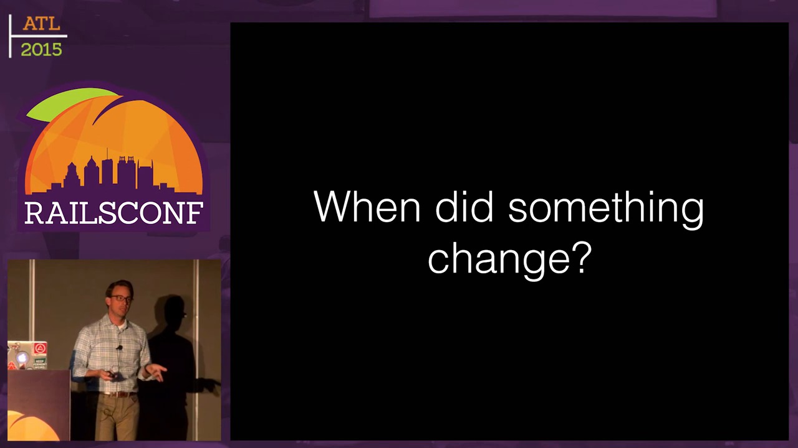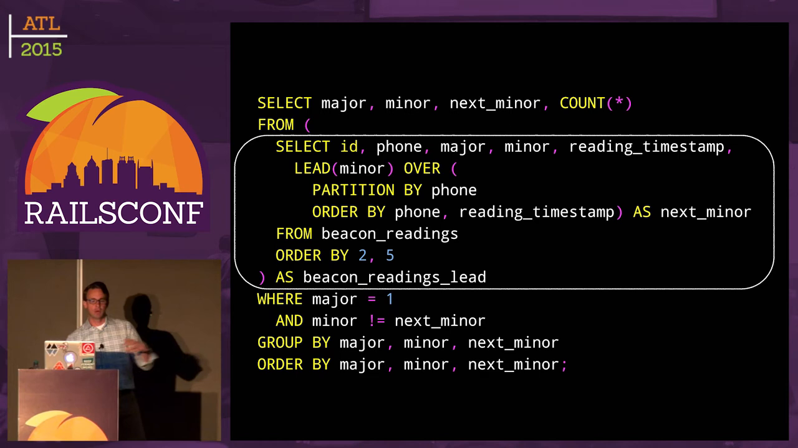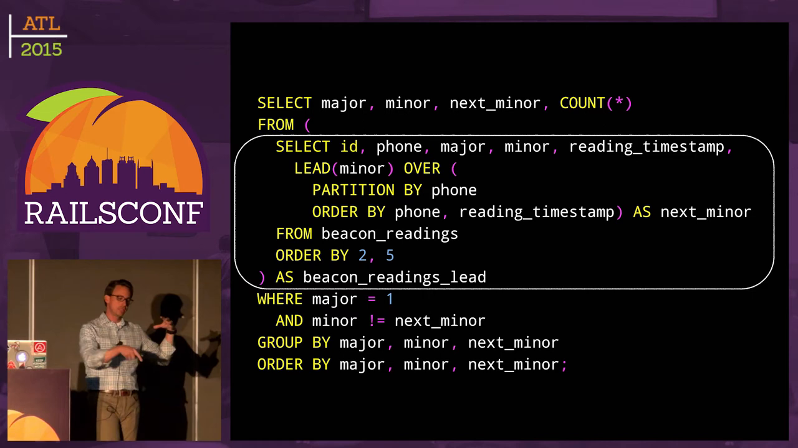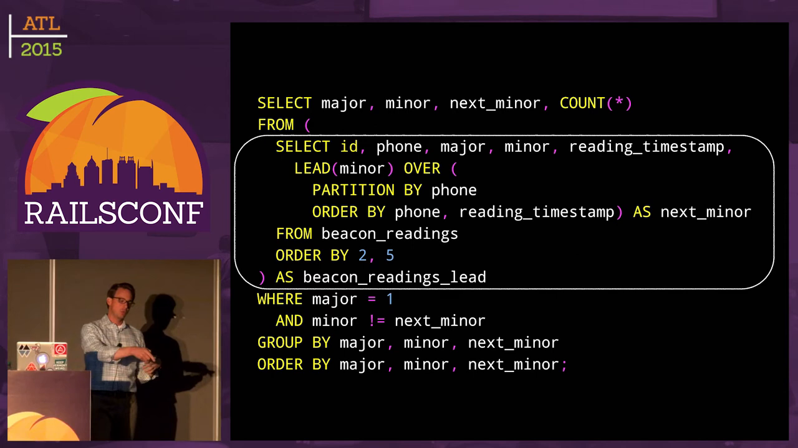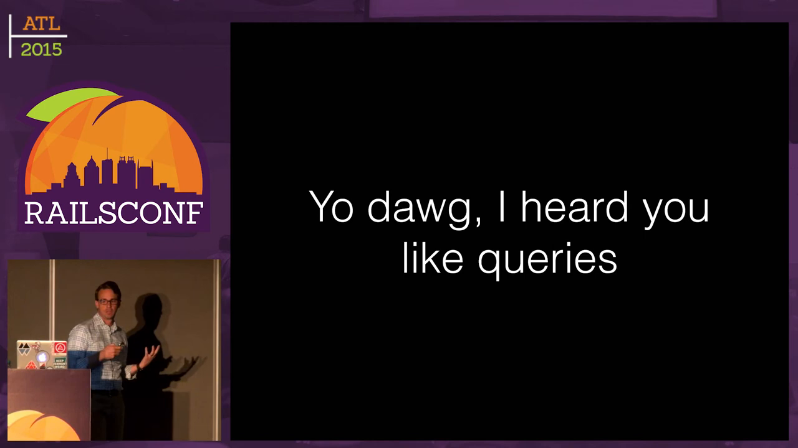So we're going to wrap that query in another query, and then we can say when that minor and the next minor were different, so now we have our change events. And we name our subqueries, so it's all that as beacon readings lead. Yo dog, I heard you like queries, so I put a query in your query so you can query while you query.